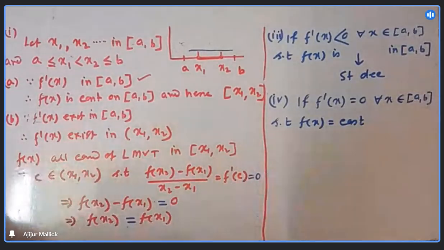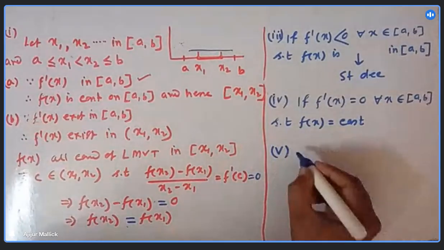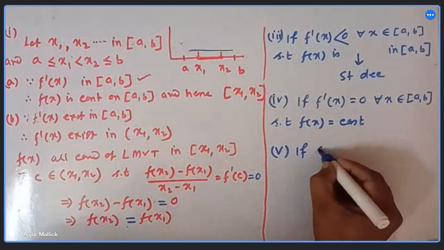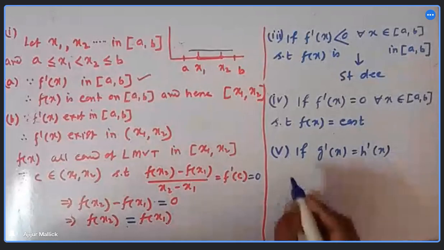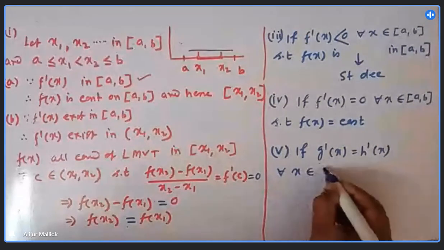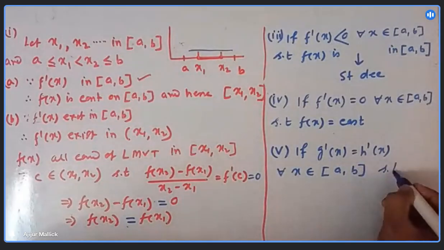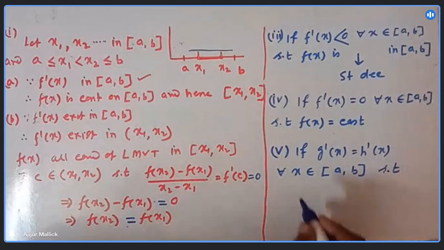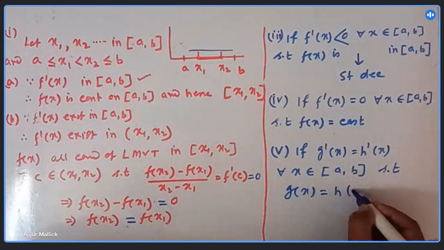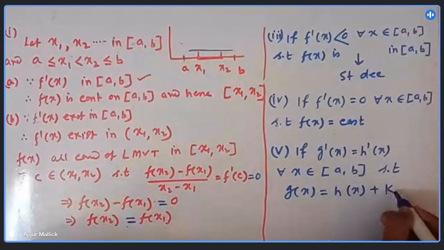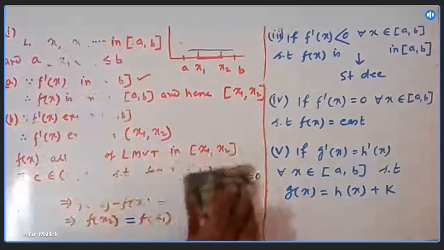Now write this question. We shall do it now. Number 5. Write: if g dash x is equal to h dash x for all x belonging to the closed interval [a, b], then g of x is equal to h of x plus some constant.